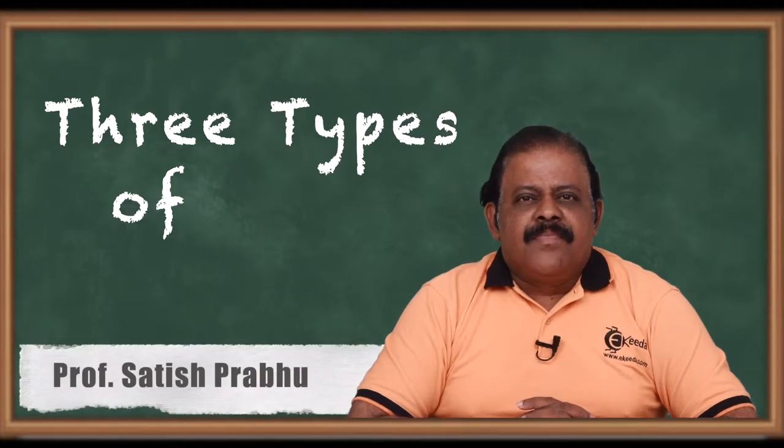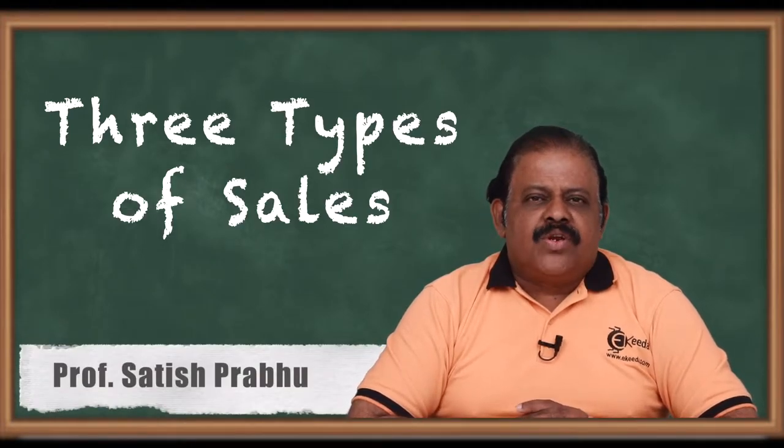Hello friends, we'll be discussing now one question of estimation of working capital, where we are having three different types of sales. Means product is same, but the different selling price is charged to different customers. In such case, how to calculate net working capital? That we'll be understanding here. Let us go through the question.